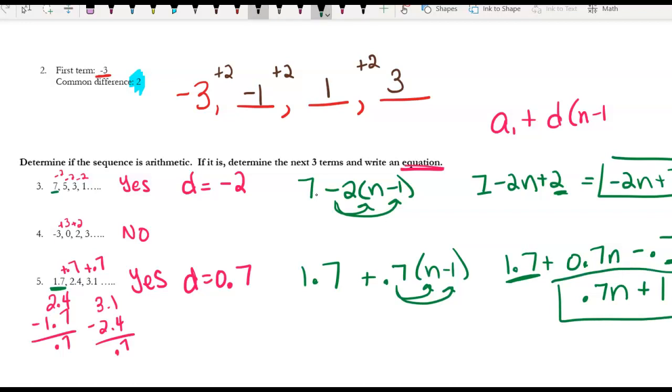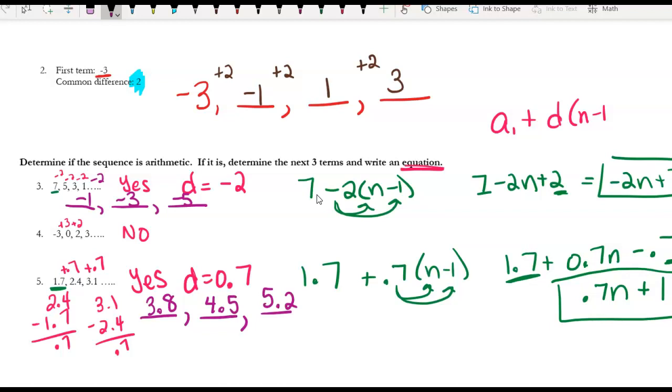Okay, last thing, let's pick another color, purple. It asked me to find the next 3 terms. So for this one, I'm minusing 2. So 1 minus 2 is negative 1, minus 2 is negative 3, minus 2 is negative 5. Over here we're adding 0.7, so 3.1 plus 0.7 is 3.8. Plus 0.7 again is 4.5. Plus 0.7 again is 5.2.